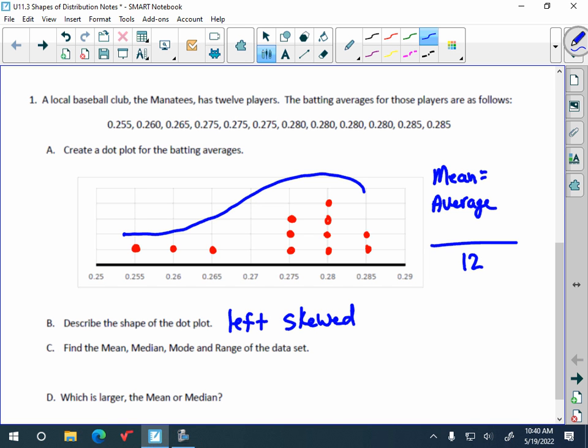All right, so when you add them up, it should be 3.295. And then when we divide that answer by 12, it's going to be 0.275. So that's our mean.